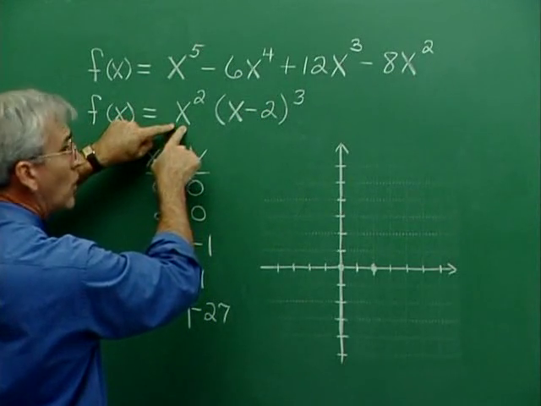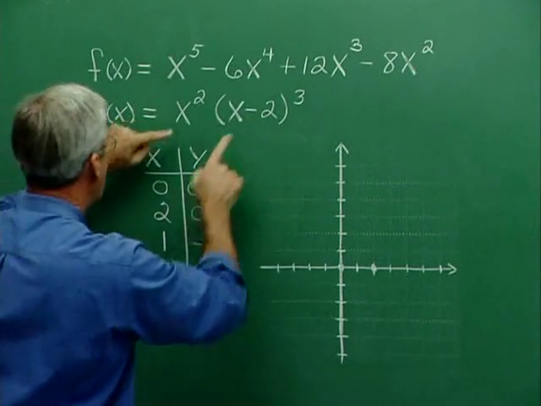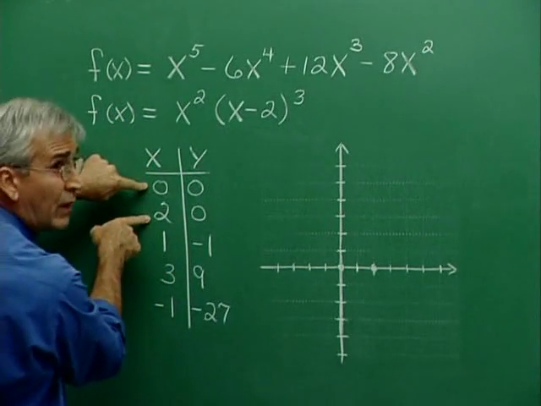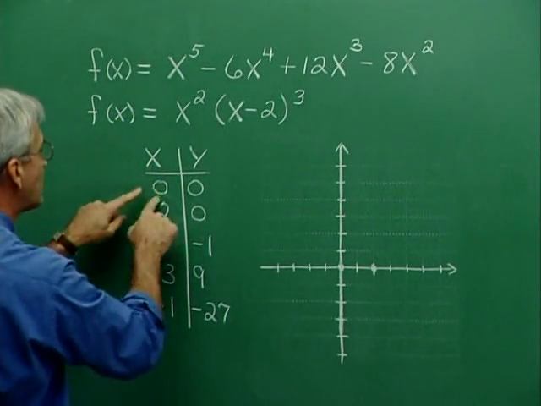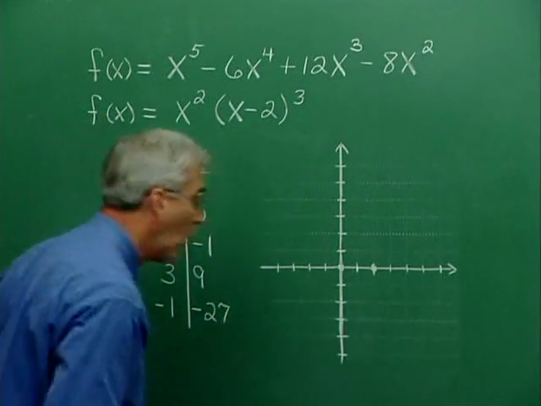This factor is 0 when x itself is 0. This factor is 0 when x is 2. So 0 and 2 are the zeros of the function, and therefore the points (0, 0) and (2, 0) are on the graph. We would go over and plot those points. Let's take a look at them.